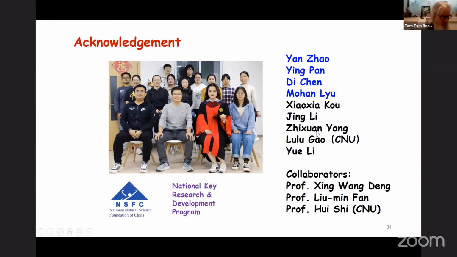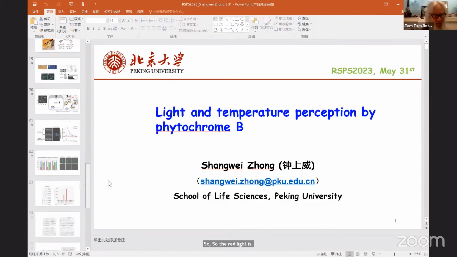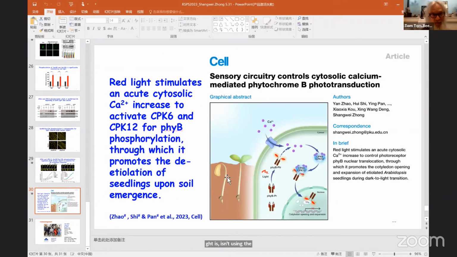Maybe also a question. Nice talk. So everything starts with the calcium increase in your last story. So the red light is inducing the calcium increase. I guess this is phytochrome B dependent. And secondly, where does the calcium come from? Is it from the apoplast, or is it released from the ER? Is it known which kind of calcium channels are involved in this calcium increase in the cytoplasm?